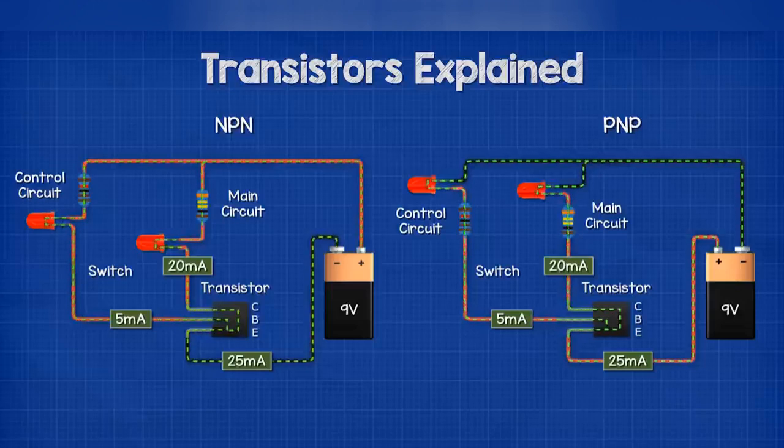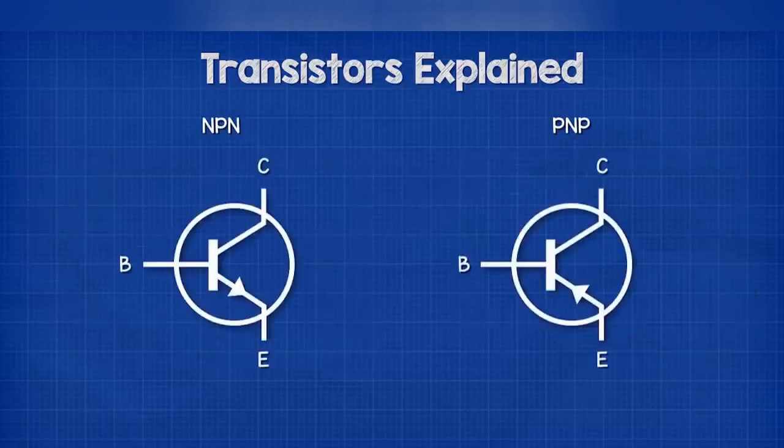Transistors are shown on electrical drawings with symbols like these. The arrow is placed on the emitter. The arrow points in the direction of conventional current, so that we know how to connect them into our circuits.